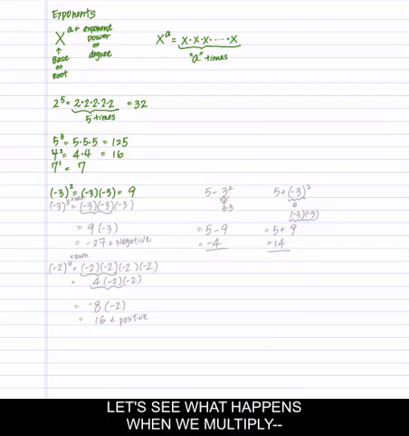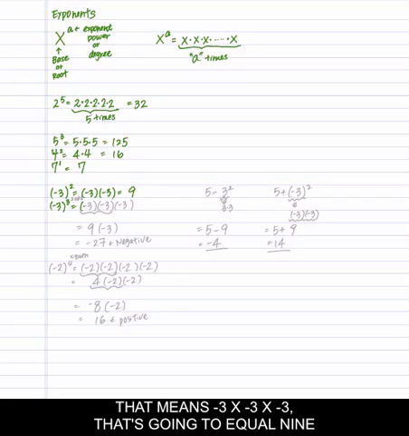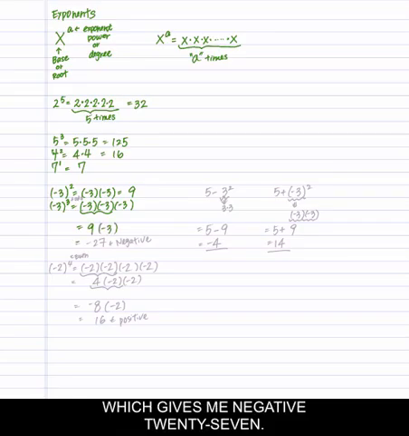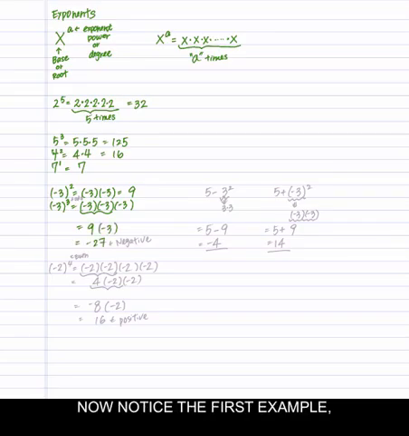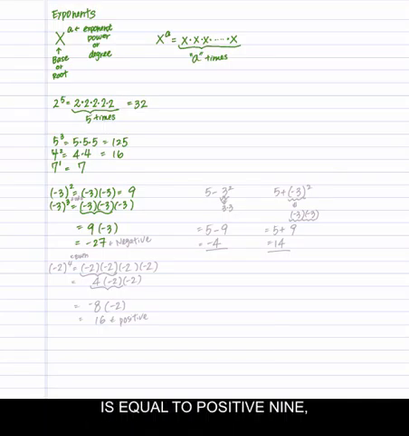Let's see what happens when we have negative 3 to the 3rd power. That means go negative 3 times negative 3 times negative 3. That's going to equal 9, because negative 3 times negative 3 is 9, times another negative 3, which gives me negative 27. Now notice, the first example, the negative 3 to the 2nd power there, is equal to a positive 9, but negative 3 to the 3rd power gave me a negative 27.